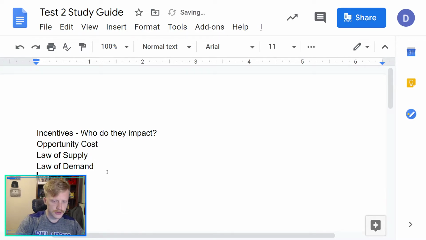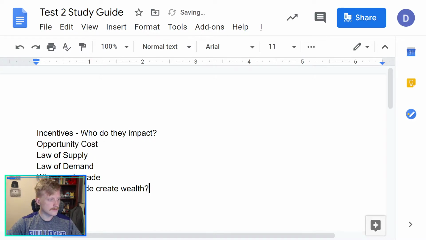You should also look at why people trade. You should look at how does trade create wealth. Ooh, here's a fun one. Why is competition important? Right, of course, trade creating wealth.